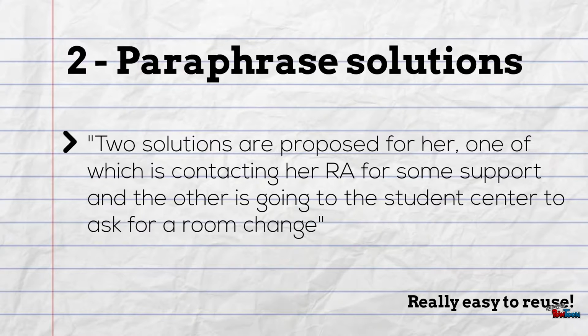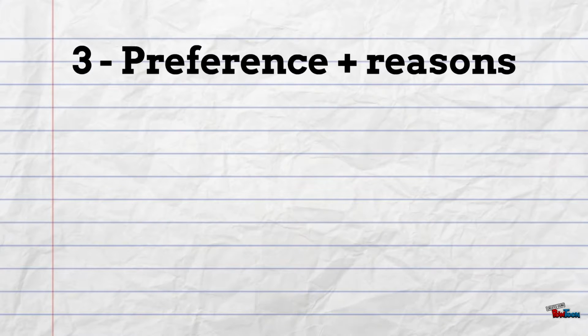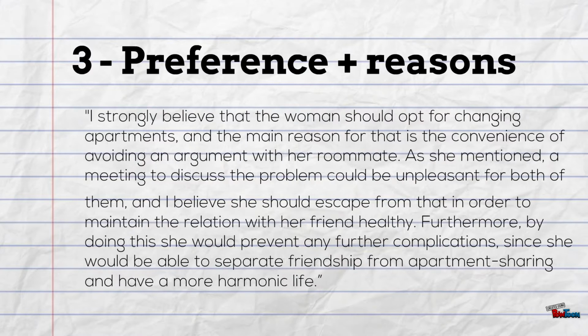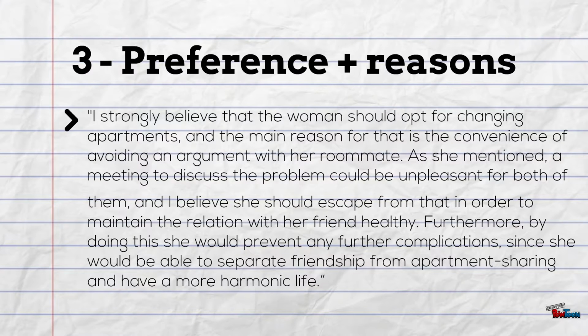A good piece of advice is that of the 60 seconds that you have to speak, you should be spending just about 20 seconds on these first two tasks. Finally, you will have to state your preference between the solutions given. You could start by saying, I strongly believe that the woman should opt for changing apartments, and the main reason for that is the convenience of avoiding an argument with her roommate. As she mentioned, a meeting to discuss the problem could be unpleasant for both of them, and I believe that she should escape from that in order to keep the relationship with her friend healthy.